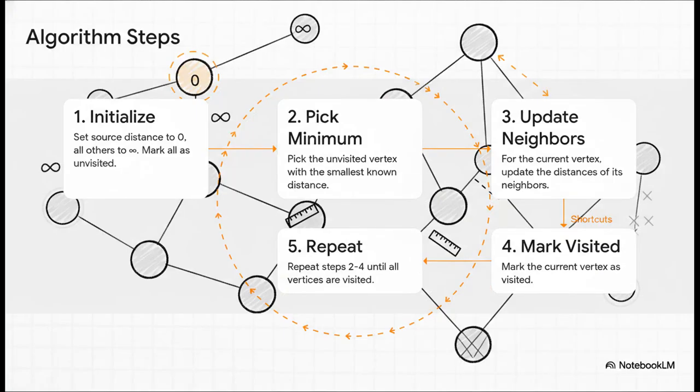So this is the official procedure. We start by pretending every destination is infinitely far away, except for our starting point, which is zero distance from itself, obviously. Then we just repeat this loop: pick the closest unvisited spot, check out its neighbors to see if we can find a shortcut to them, update our map, and then cross that spot off our list. It's a really simple but really powerful loop.